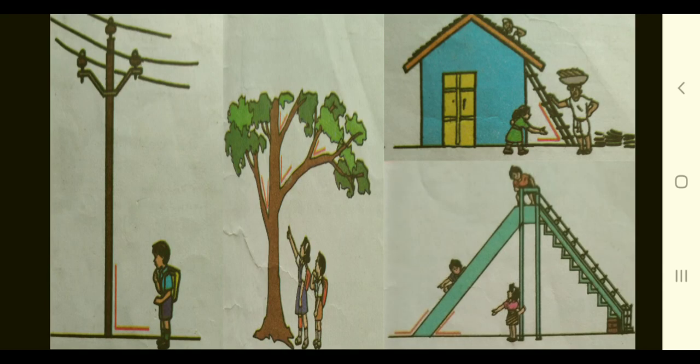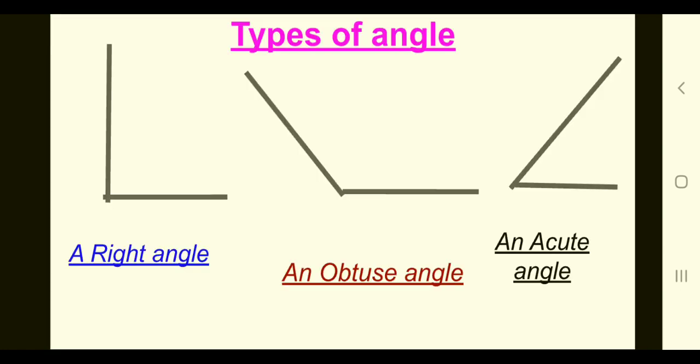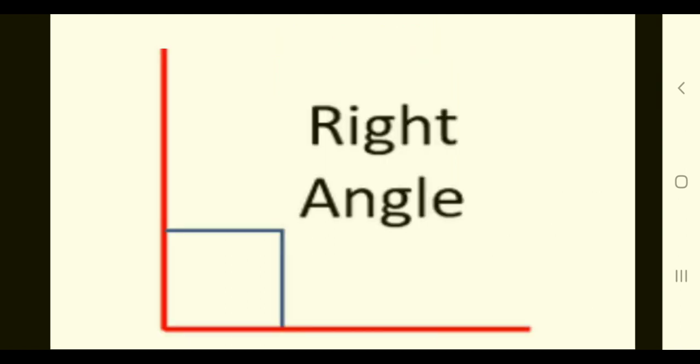Now let's see how these angles are classified into different types. The common types of angles are a right angle, an obtuse angle, and an acute angle. Now let's see what is a right angle. If you draw a vertical line and a horizontal line meeting at a common point, a right angle will form.